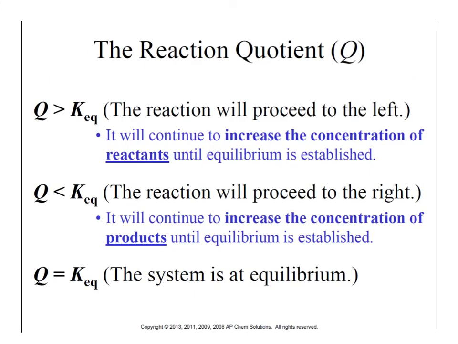Think of it in terms of numerators and denominators. If the Q is greater than the KEQ, that means there are more products than there should be, so it's going to have to shift towards the left to increase the reactants in order to achieve equilibrium. If the Q is less than KEQ, that means there are too many reactants, so the number on the bottom is larger, which means the reaction is going to have to shift towards the right. It's going to have to produce more products until equilibrium is established.